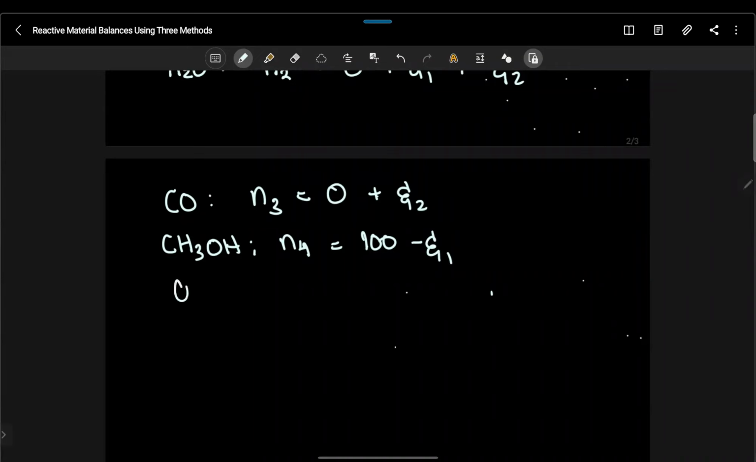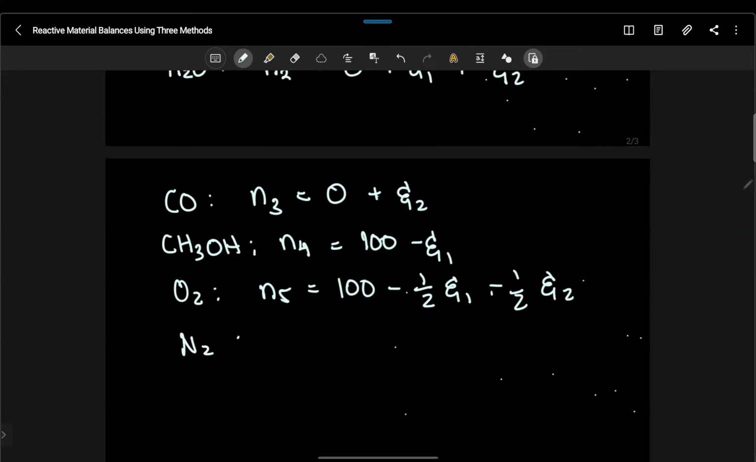Dalawa pa, si oxygen muna. N5. Ano ba ang pinasok natin na oxygen, di ba? Fed oxygen is 100 moles minus, okay, following the same pattern, ganito yung magiging extent equation ni oxygen: 1/2 extent 1 minus 1/2 extent 2. Why? Kasi oxygen is found both in reaction 1 and reaction 2, and pareho siyang 1/2 yung coefficient niyan, pareho ring reactant si oxygen.